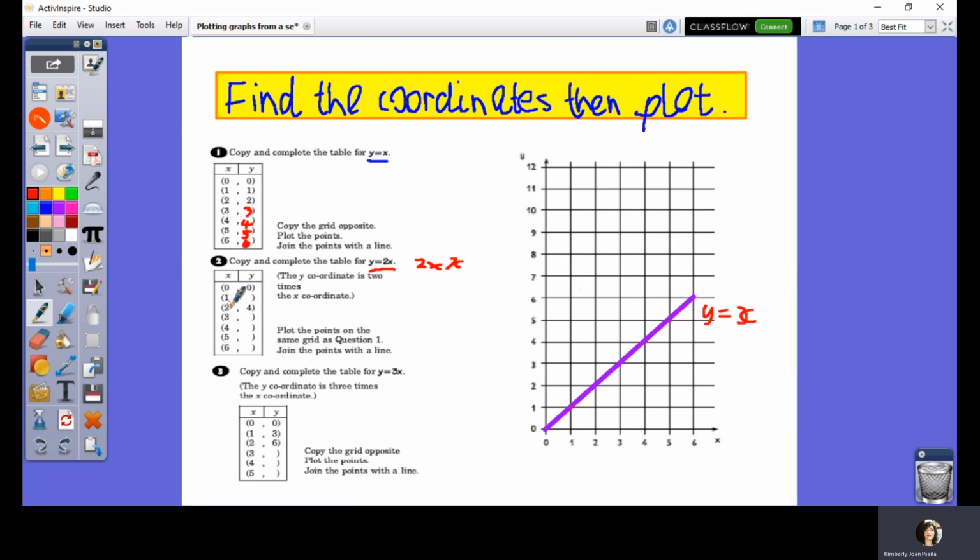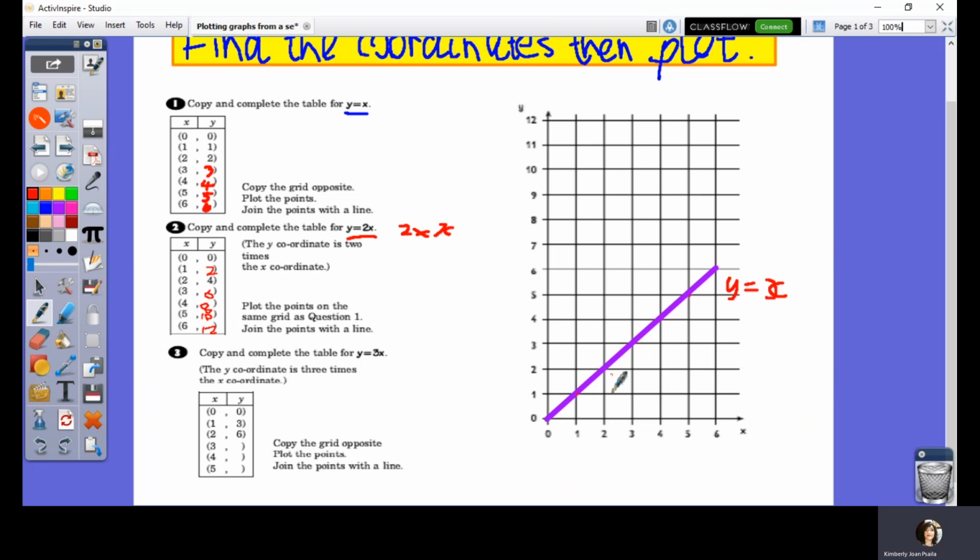What we have to do is double these x numbers to get the y-axis values. So 1 times 2 gives us 2, 2 times 2 gives us 4, 3 times 2 gives us 6, 4 times 2 gives us 8, 5 times 2 gives us 10, and 6 times 2 gives us 12. And therefore we have our points here. Now we have to plot these points on this axis.